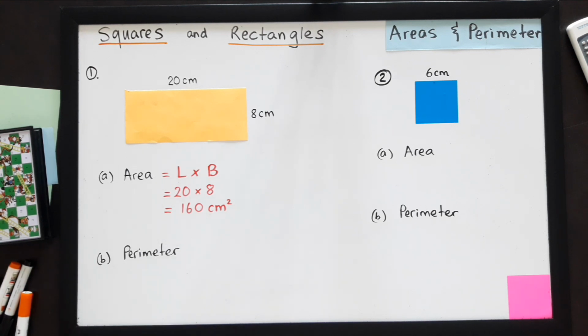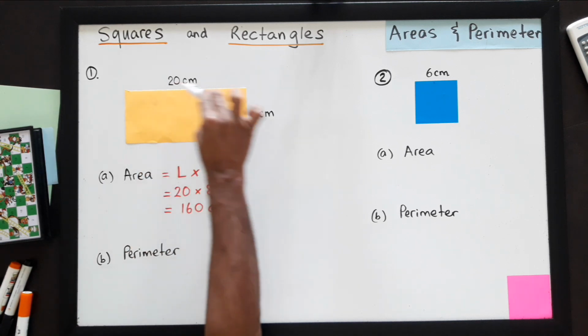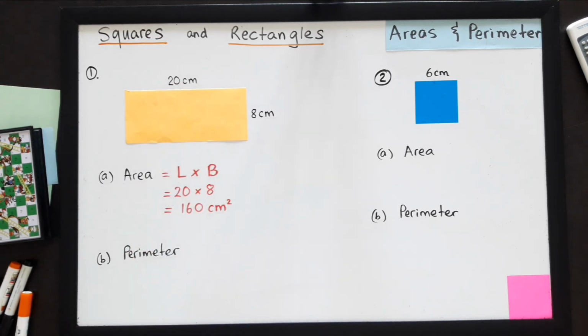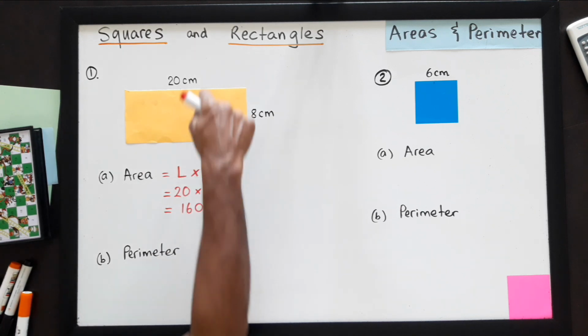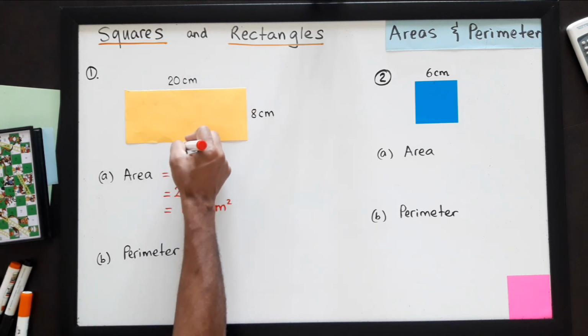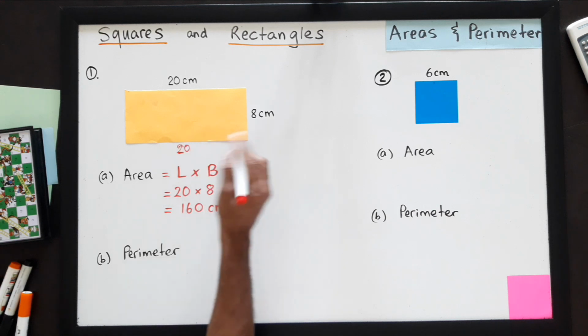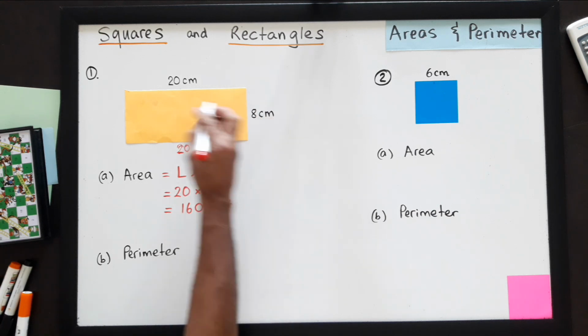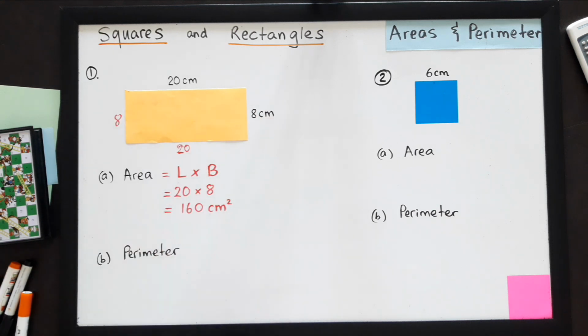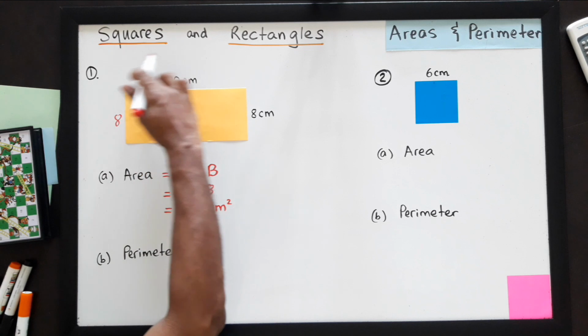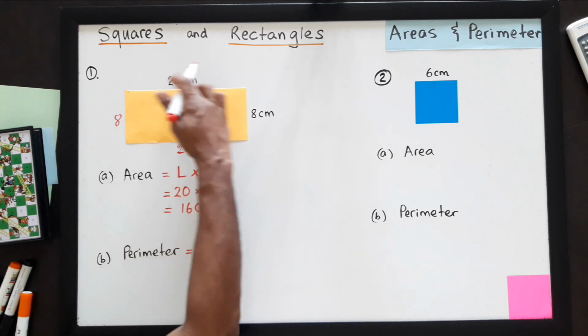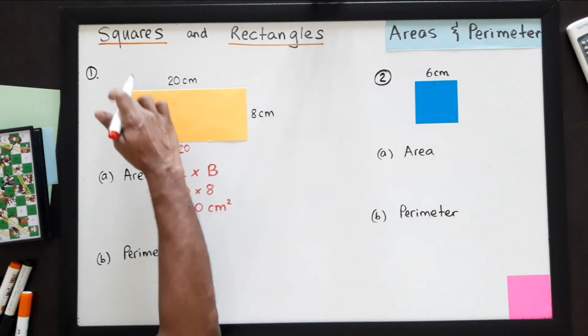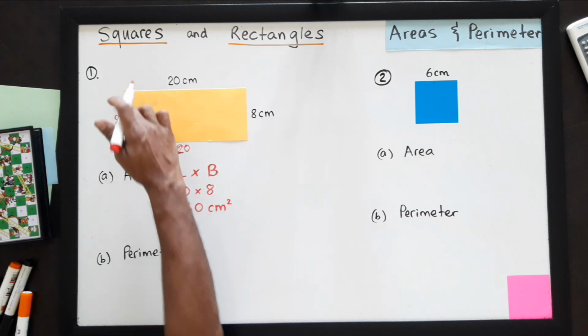But let's try the perimeter. Now the perimeter is the distance along the shape. The opposite sides of a rectangle are supposed to be equal. So if here is 20, then over here would also be 20. And if here is 8, over here would also be 8 centimeters. So to find the perimeter, we just add all the distances. Pretend you're running along the shape and just count how many centimeters you run.